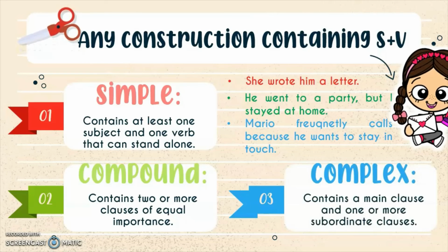A clause can also be compound, containing two or more clauses of equal importance, such as he went to a party, but I stayed at home. Finally, clauses can be complex, containing a main clause and one or more subordinate clauses. For example, Mario frequently calls because he wants to stay in touch.